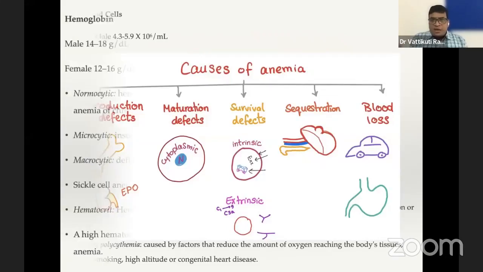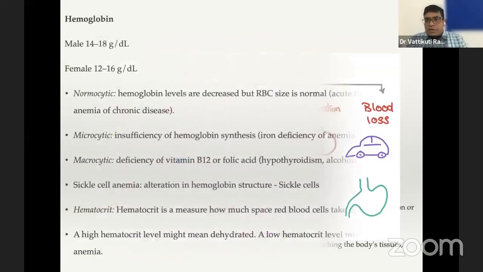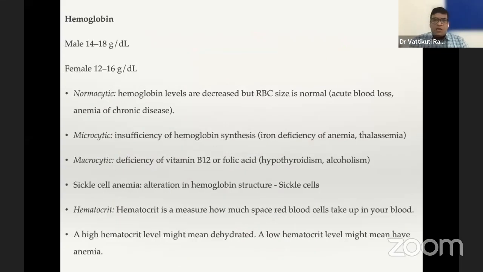Another parameter you look at when you are evaluating for anemia is your hemoglobin. Hemoglobin normal value in males is around 14 to 18. In females, it is around 12 to 16 grams per deciliter. If you classify anemia based on morphology, it can be classified into microcytic, normocytic, and macrocytic based on the size of the cell. If the size of the RBC is very small, it is called microcytic. If it is very large, it is called macrocytic.